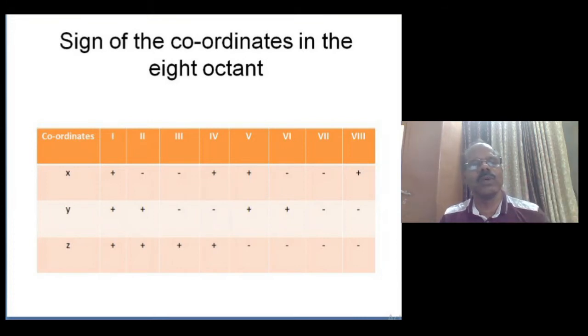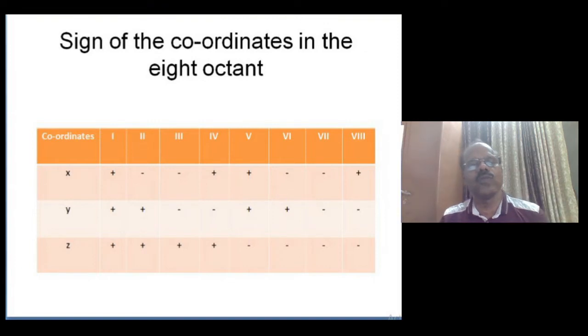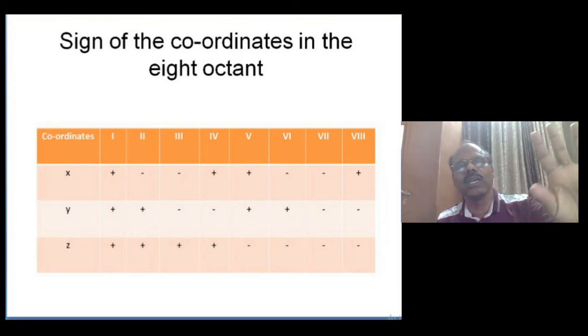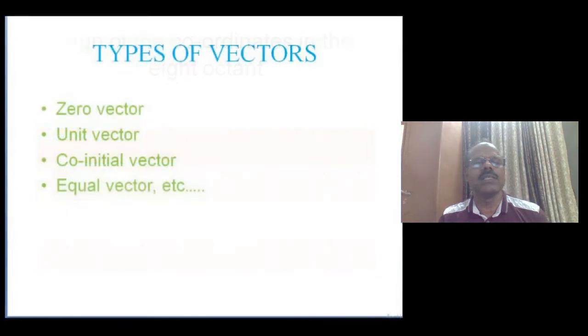Then the fifth will be z minus, but x and y will be plus plus like the first quadrant, and the sixth will have x and y with the same signs as the second quadrant, and z will be minus, and in the seventh x and y will be the same as the third quadrant and z will be minus, and in the eighth one x and y will be the same as the fourth quadrant, and z will be minus. Okay, it is very easy to remember this table.